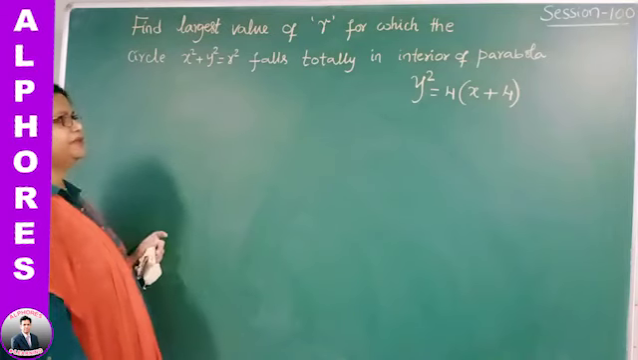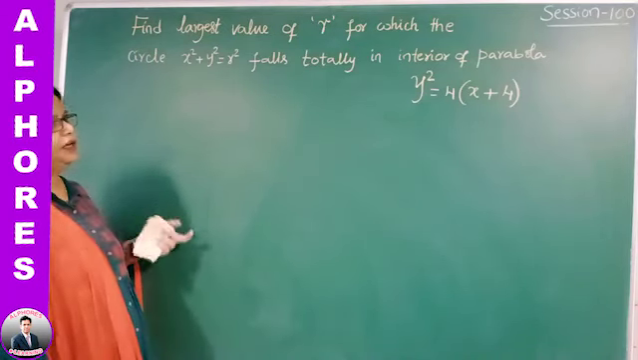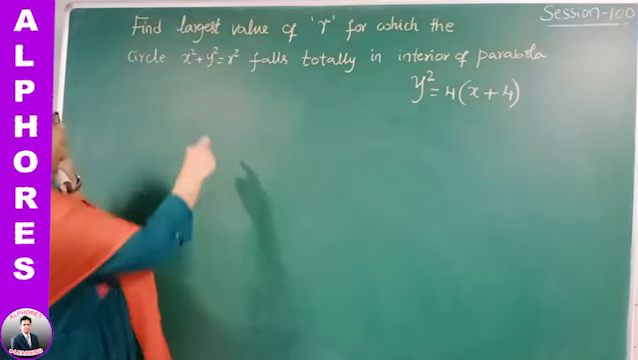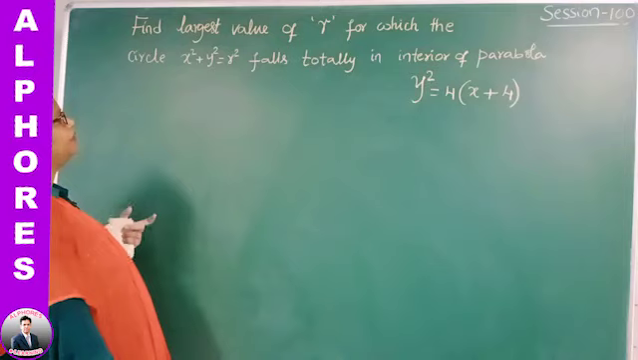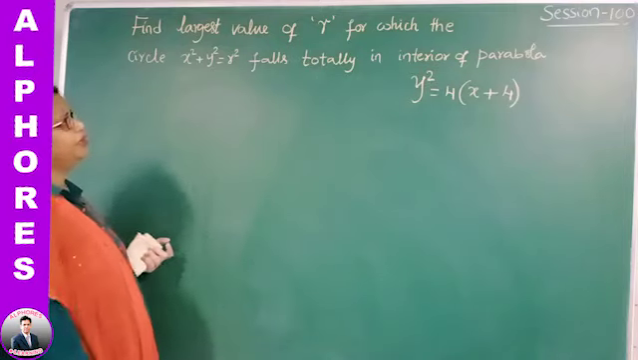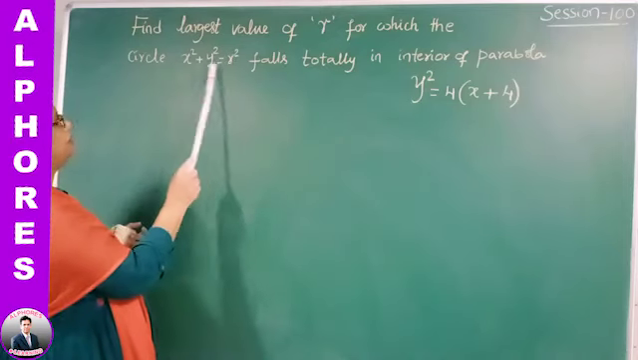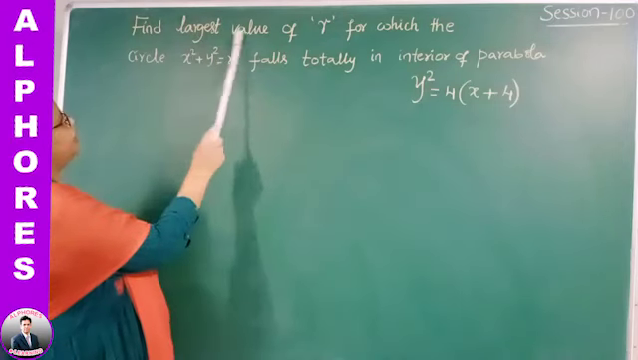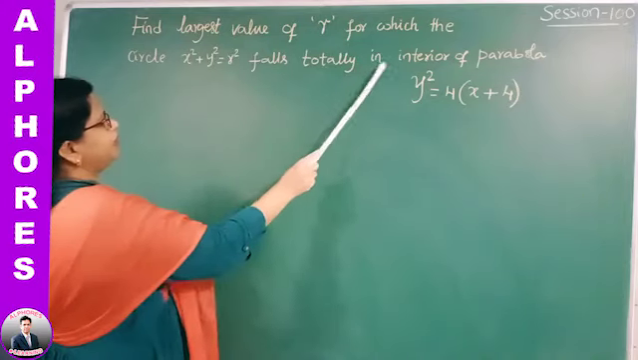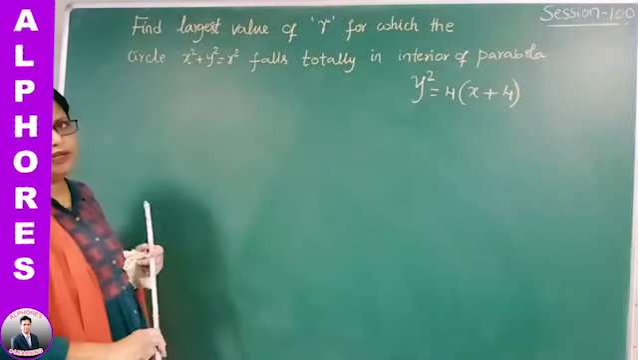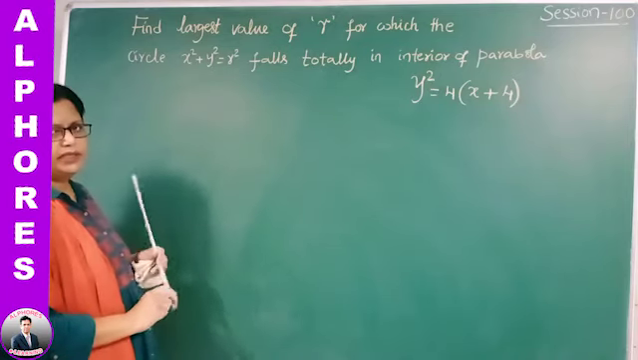Now let us see, students, one more problem with the relation of parabola and circle in the normal concept again. Now here they are not asking about the shortest distance, but they are asking about the largest value of the radius r. Okay, this is the radius r in the given circle equation. What is the largest value of r for which a circle falls totally in the interior of the parabola? Okay, it is totally in the interior. What is the largest value?